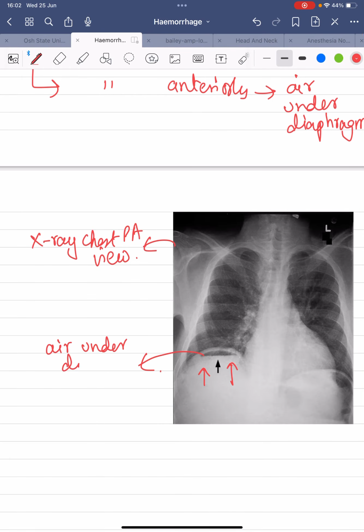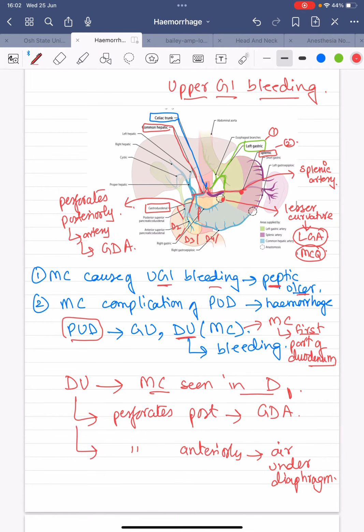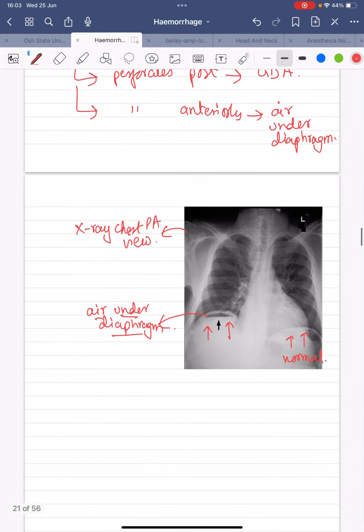Air under diaphragm. This is normal. This is how you are going to check these clinical scenarios. In upper GI bleeding, please remember, the first investigation which you are going to perform is endoscopy. And one more thing you can remember here is Mallory-Weiss syndrome, which is also one of the causes of upper GI bleeding.